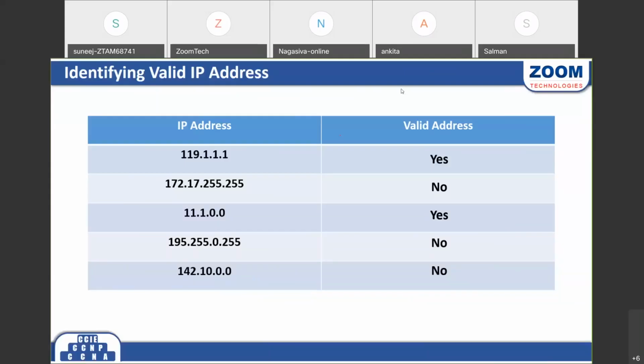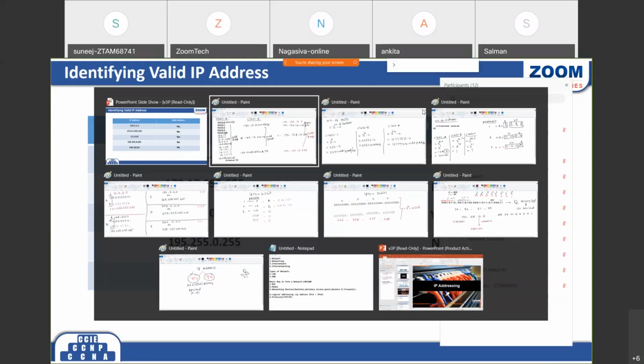About what? IPv4 address, right? So IPv4 is a 32-bit address, a combination of 0s and 1s. All 32 bits are divided into 4 octets. Each octet contains 8 bits. Each and every octet is separated by using what? Dot.